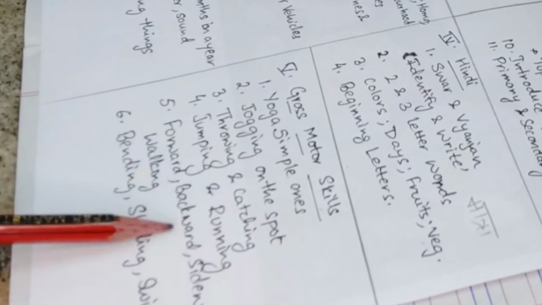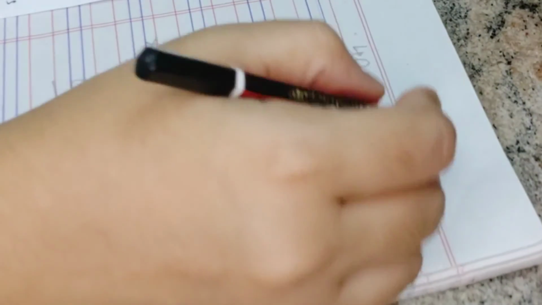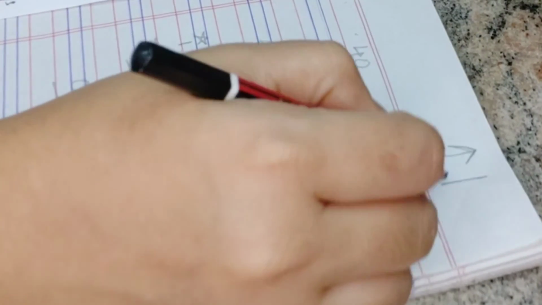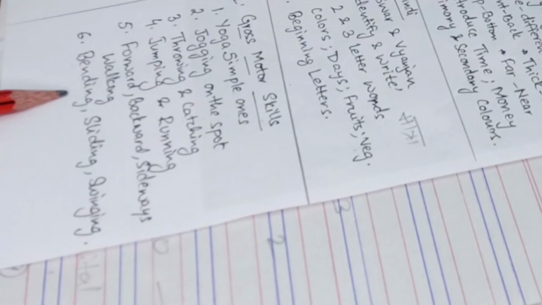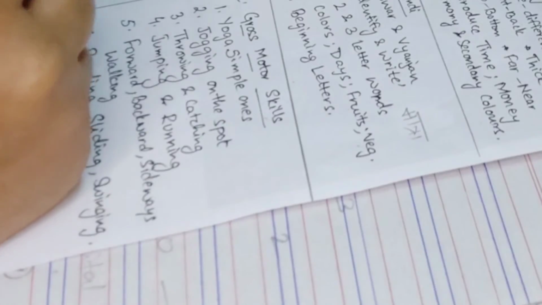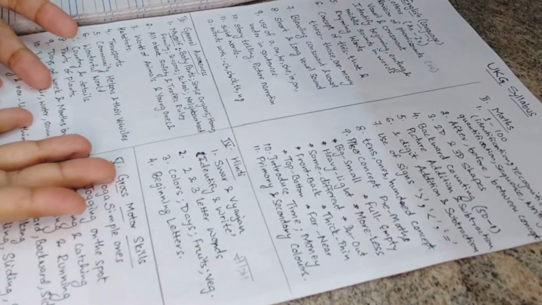Next is the forward, backward and sideways walking. As we have done for the LKGs also, the forward one, the backward one and both the sideways, how they are walking, that you should see properly. How is their judgment, how is the control of their body, which is very important. And the last one is bending, sliding and swinging. Bending will obviously be helpful for the flexibility of their body. So this was all about today's UKG syllabus, which I have just shared.